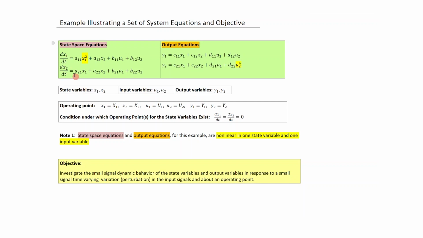So in the end, what you end up with are two algebraic equations. You have the input variables, which are fixed at whatever the equilibrium value is. And you have two state variables, x1, x2, and two equations that need to be solved in order to determine the steady state or equilibrium values for both x1 and x2.